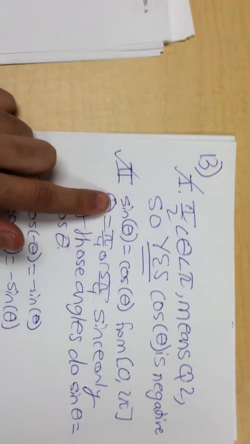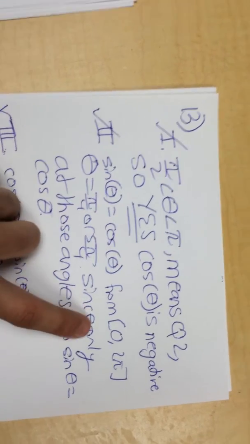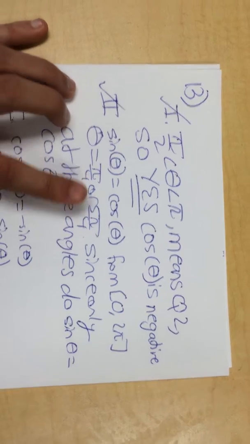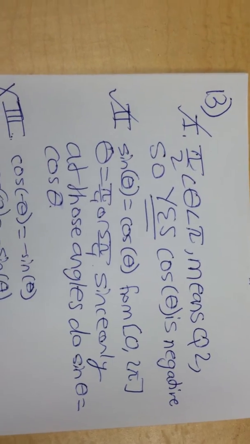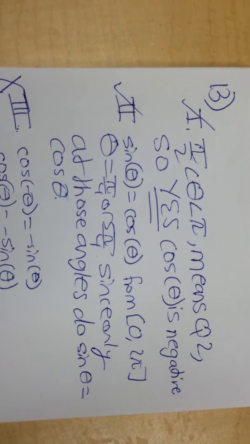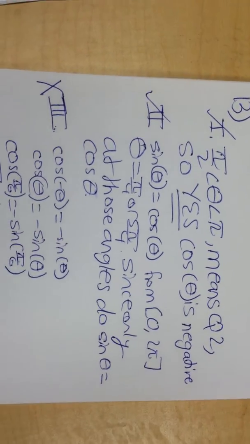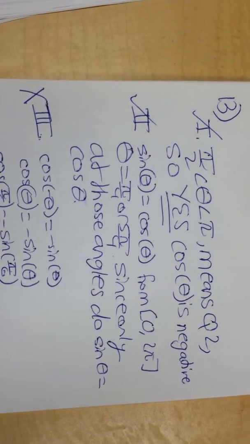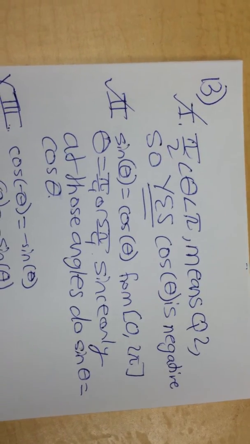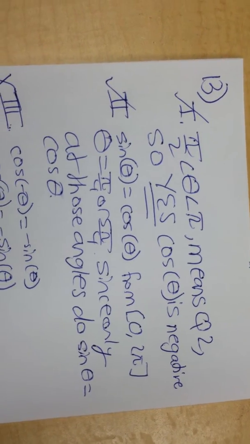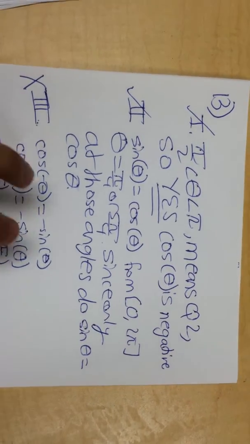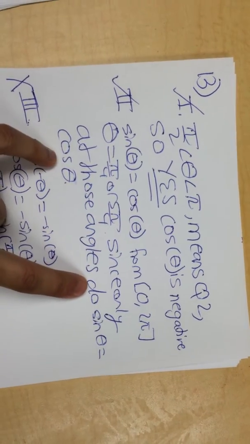Second statement says sine of theta equals cosine of theta from 0 to 2 pi when theta is either pi over 4 or 5 pi over 4. We know this has to be true because only at these two angles do sine of theta actually equal cosine of theta. At pi over 4, as you know, sine theta equals root 2 over 2, and cosine theta equals root 2 over 2. Whereas at 5 pi over 4, sine theta equals negative root 2 over 2, and cosine theta equals negative root 2 over 2.